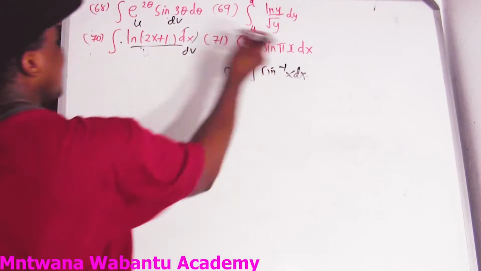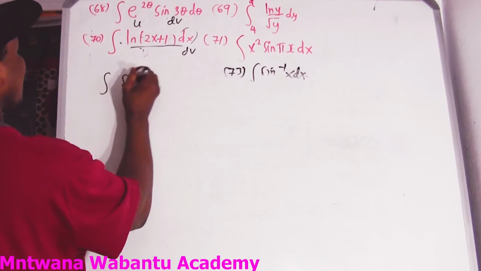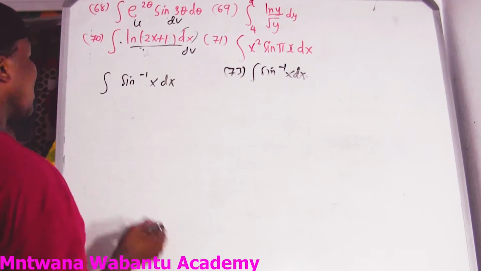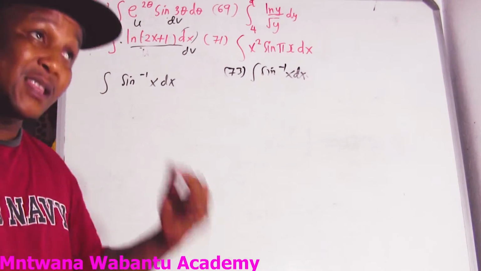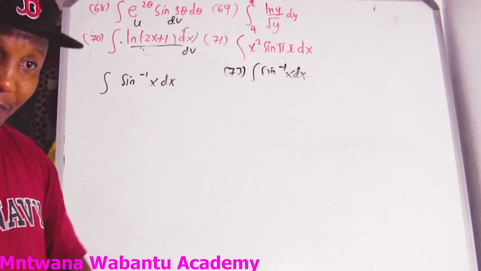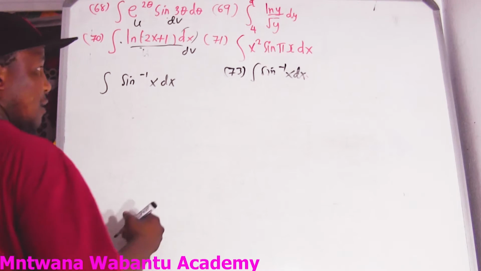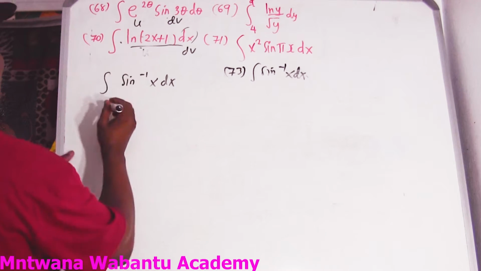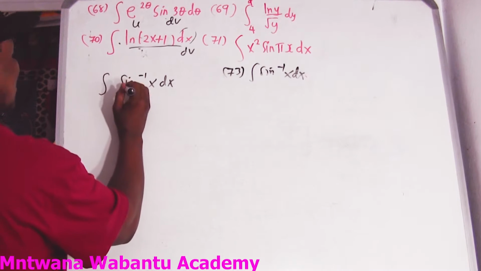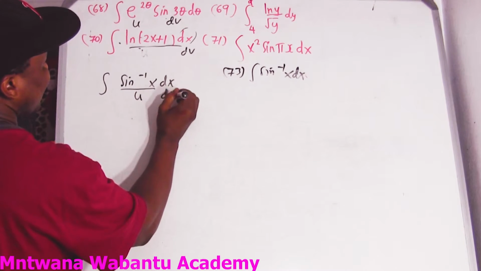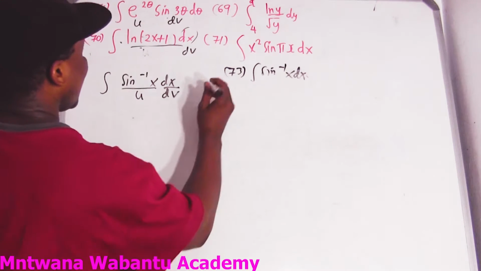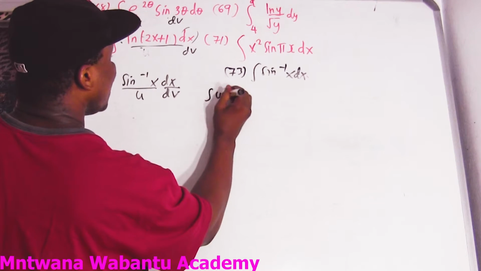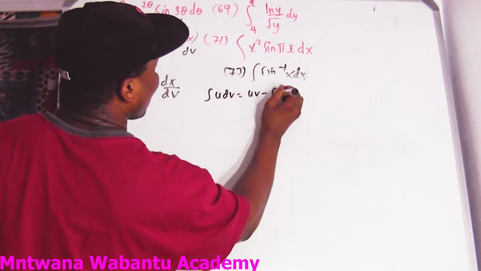Okay. So that gives us here the integral of sine inverse of x dx. I'm going to do this also by parts. If you have the integral of sine inverse, then it's by parts. Let this be u and this be dv. Now the formula says the integral of u dv is equal to uv minus the integral of v du.